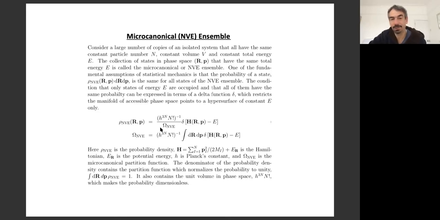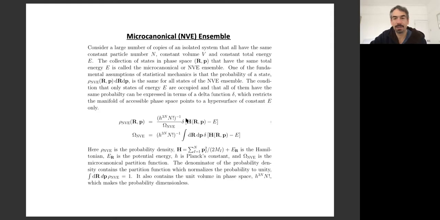The partition function just counts the number of these states, and is given by this last expression here. So it's just the integral over that delta function over the phase space. Okay, so this really counts the number of states that you have in your system.